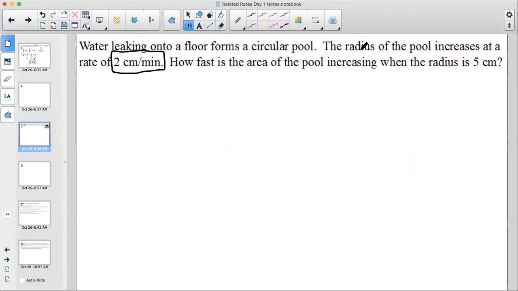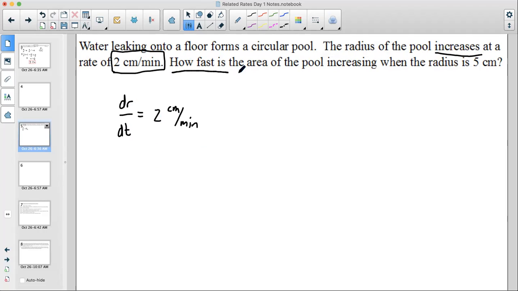And so I would write that down, since it's the radius that's increasing, I would write it as dr/dt, rate of change of the radius per time. And that is 2 centimeters per minute. It's probably a good idea to write these units down so I don't forget what they are halfway through the problem. This time, the rate is positive because the radius of the pool is increasing. This means a positive rate. The radius is getting bigger. So as time changes, the radius increases. I want this to be positive.